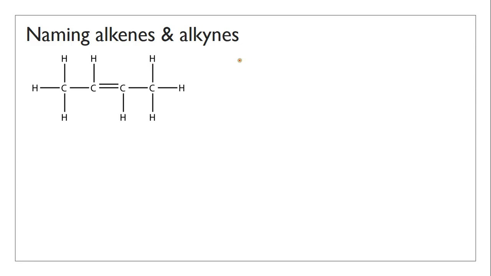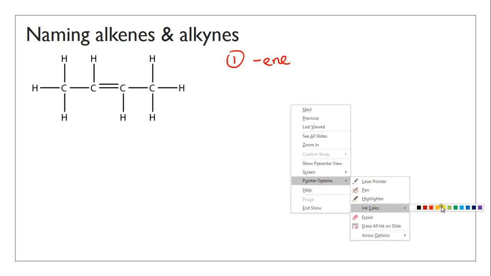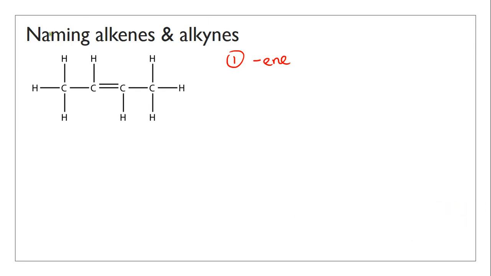Step 1 is to determine the suffix. Now, I know that this is an alkene because, first of all, it is a hydrocarbon. It only contains hydrogen and carbon, and there are some carbon-carbon single bonds, but there is one carbon-carbon double bond. So I know that it's going to be an alkene. So that's step 1. Step 2 is looking at the stem.